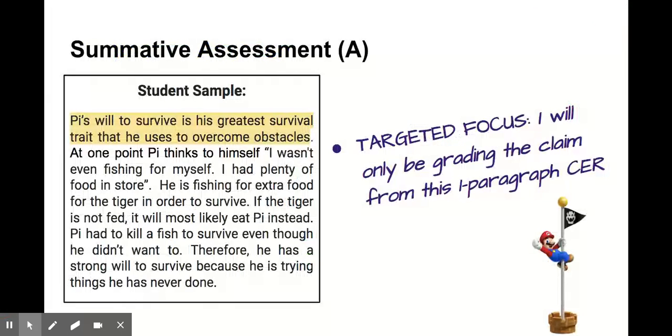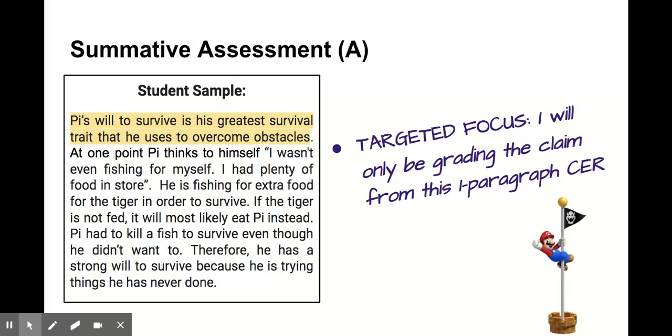As you can see here, a student has submitted a one-paragraph CER. However, when I am grading this CER, my focus is very targeted on the claim because that is what this series of lessons was about. I'm not grading their evidence. I'm not grading their reasoning. I am focusing on their claim.